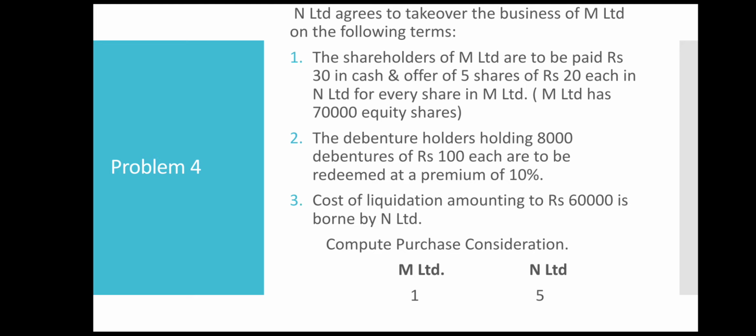What is the actual share of M Limited? There are 70,000 shares. Okay, so for 1 share you are getting 5 shares, but actually M Limited is having 70,000 shares. So how many shares will they receive in N Limited? So we have to do cross multiplication. 5 into 70,000 divided by 1. So basically we have to multiply 5 with 70,000. So you will get the number of shares that M Limited will get in N Limited, and the shares are of rupees 20 each. So you have to remember this calculation.